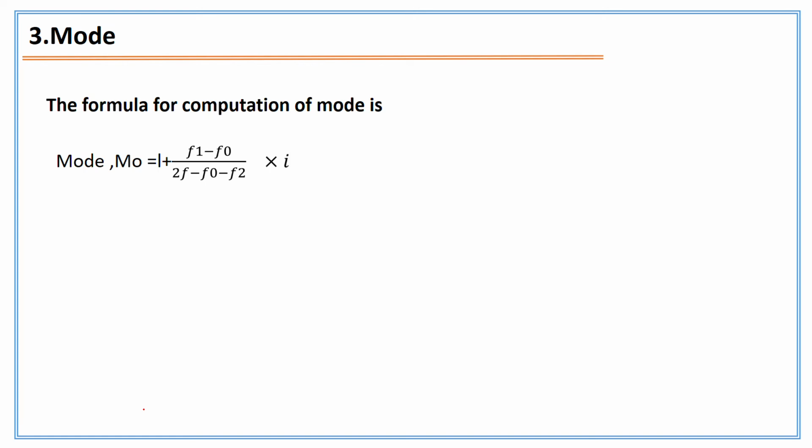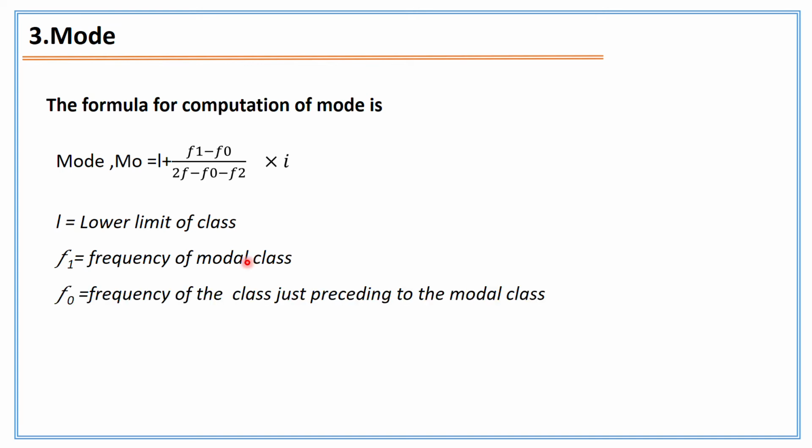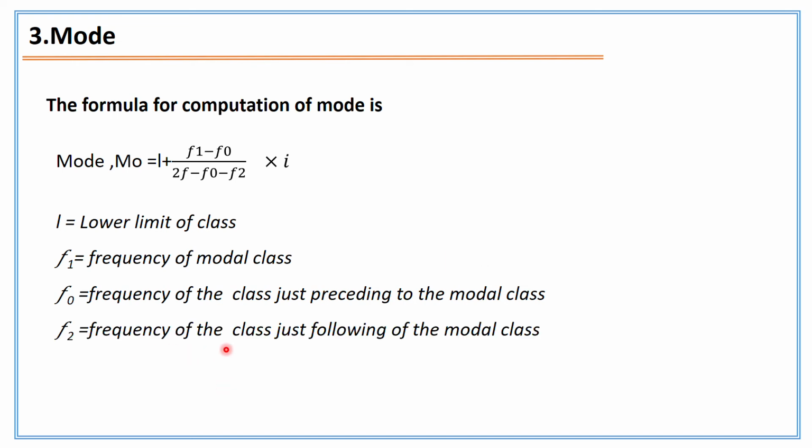So the formula for computation of mode is M0 = L + (f1 − f0)/(2f1 − f0 − f2) × i. Here L is the lower limit of the modal class, f1 is the frequency of the modal class. We will see what the modal class is. f0 is the frequency of the class just preceding the modal class, that is one class before the modal class. f2 is the frequency of the class just following the modal class, just after one class of the modal class, and i of course is the class interval.